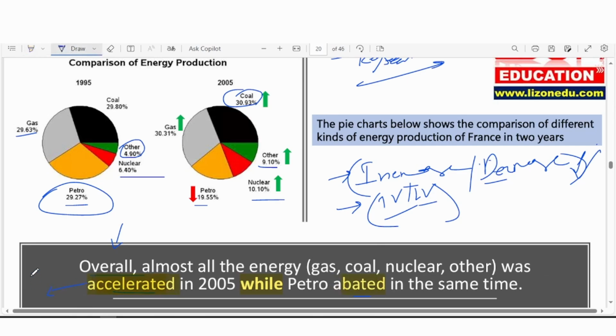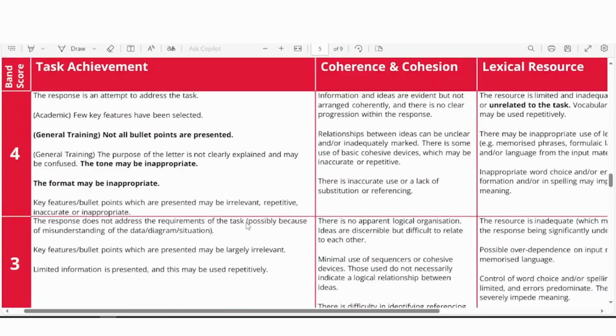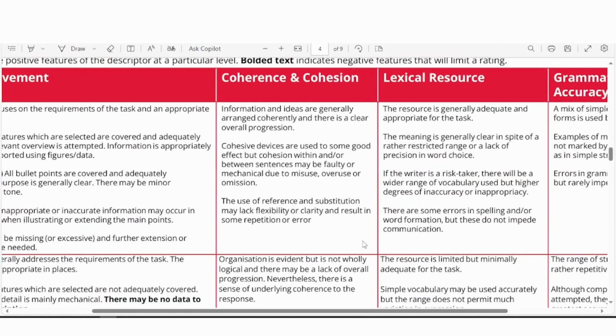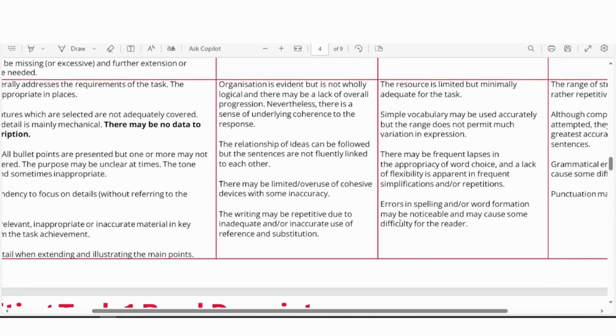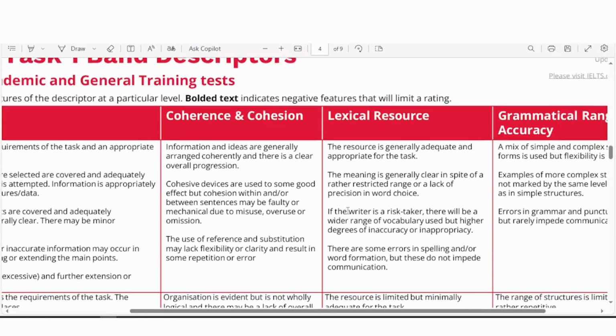If you use increase, increase is not a less common word. And if you use decrease, this is not less common either. Less common words are important for our good score. If you go and find out the band descriptors for writing task 1, you will see in lexical resource, look at it here. If you look here, this is for band 6, right? This is for band 6.